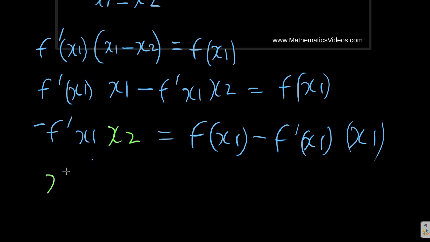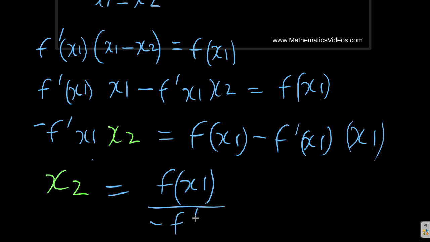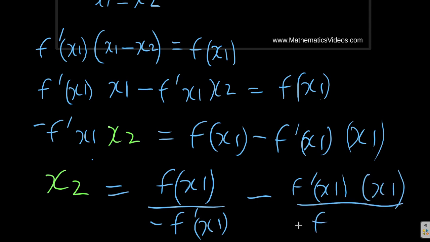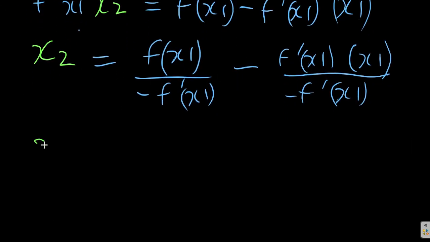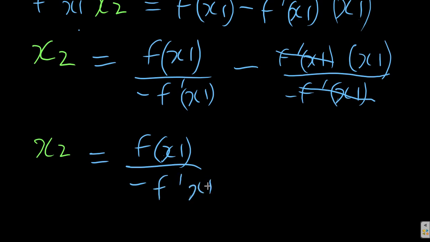So x2, which we're transposing for, is equal to, let's divide both sides by negative f prime x1. We have f of x1 divided by negative f prime of x1, minus f prime of x1 times x1 divided by negative f prime of x1. So x2 is equal to, okay, so what we do now, we have f prime of x1 divided by f prime of x1, so this cancels. So we have f of x1 over negative f prime of x1 plus, because we have the minus negative, so it's plus x1.